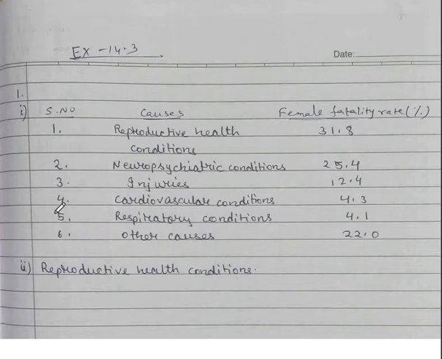Serial number 1, 2, 3, 4, 5, 6. Causes: reproductive health conditions, neuropsychiatric conditions, injuries, cardiovascular conditions, respiratory conditions, other causes. Female fertility rate in percentage: 31.8, 25.4, 12.4, 4.3, 4.1, 22.0. The first question they are asking is, represent the information given above graphically. So that is question number 1.